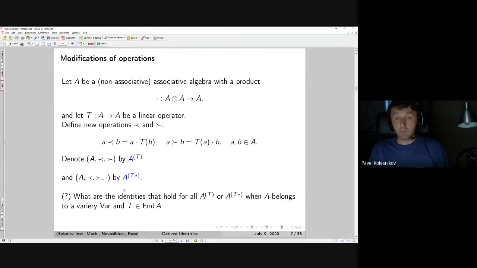Now, suppose we know that the algebra A belongs to a variety Var, say associative, Lie, commutative, and so on. What can we say about the identities that hold on these derived algebras, A_T and A_T star? Of course, we have to state the question as follows. What are the identities that hold for all such algebras when A ranges through the entire variety Var and T ranges through not necessarily the entire End A, but maybe some class of operators?